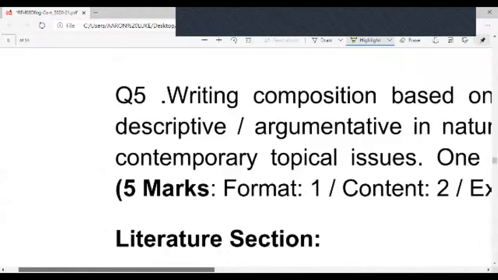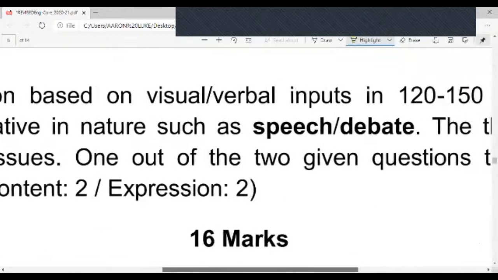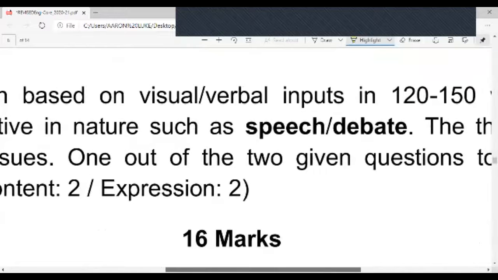Now coming to question number 5, writing composition based on visual or verbal inputs, based on speech and debate. When I say visual or verbal input, visual means a picture, an advertisement, or some kind of a motivator will be given in the form of a pictorial representation. For example, a hungry child will be given, and the data related to the hungry children in India will be there. That is a visual interpretation. You have to take the clues from that and write that particular debate or speech.